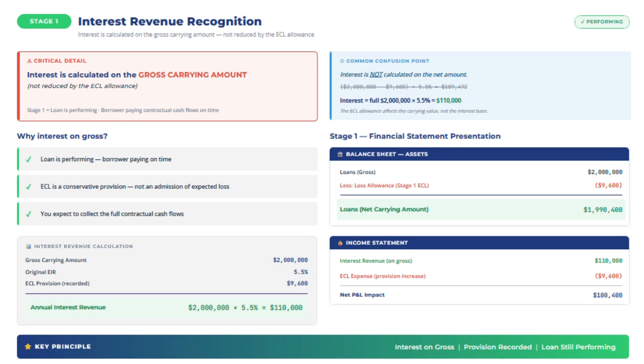So the gross carrying amount is 2 million. The original EIR, the effective interest rate, is 5.5%. And the annual interest revenue equals this 2 million times 5.5%, which is 110,000. The ECL provision of 9,600 doesn't touch this calculation.